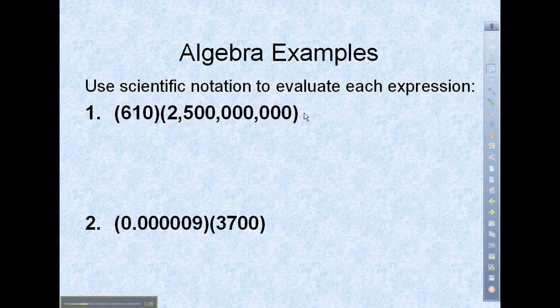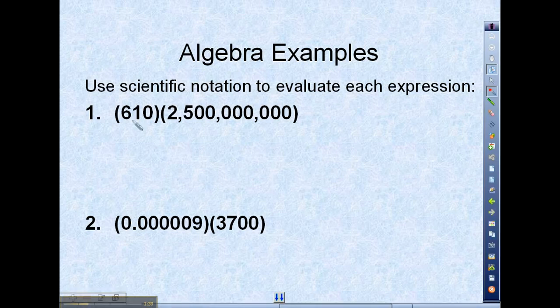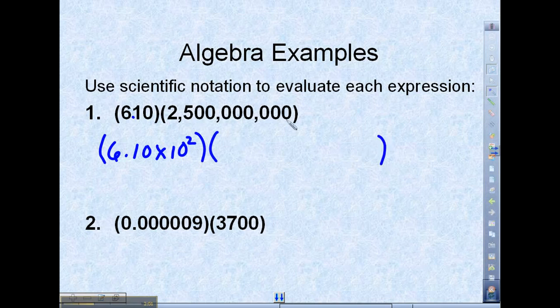Okay, I'm going to take this and multiply it by that. Well, let's take each of these 2 numbers separately, convert them to scientific notation, and see what happens. This one here, that's a large number. I'm going to put the decimal point there. So I get 6.10 times 10 to the second power, because I moved it 2 places. And we're multiplying this by, okay, pick up the decimal, move it right there, 2.5 times 10 to the 1, 2, 3, 4, 5, 6, 7, 8, 9.